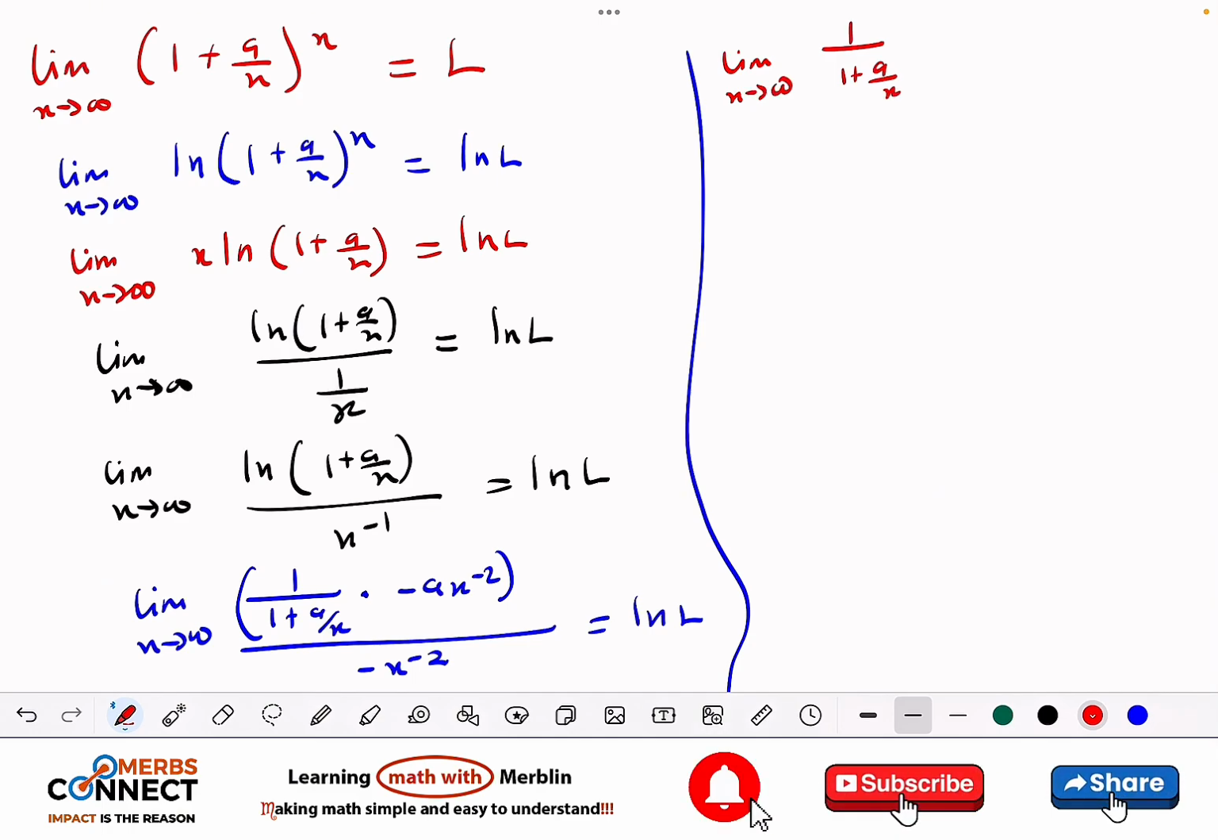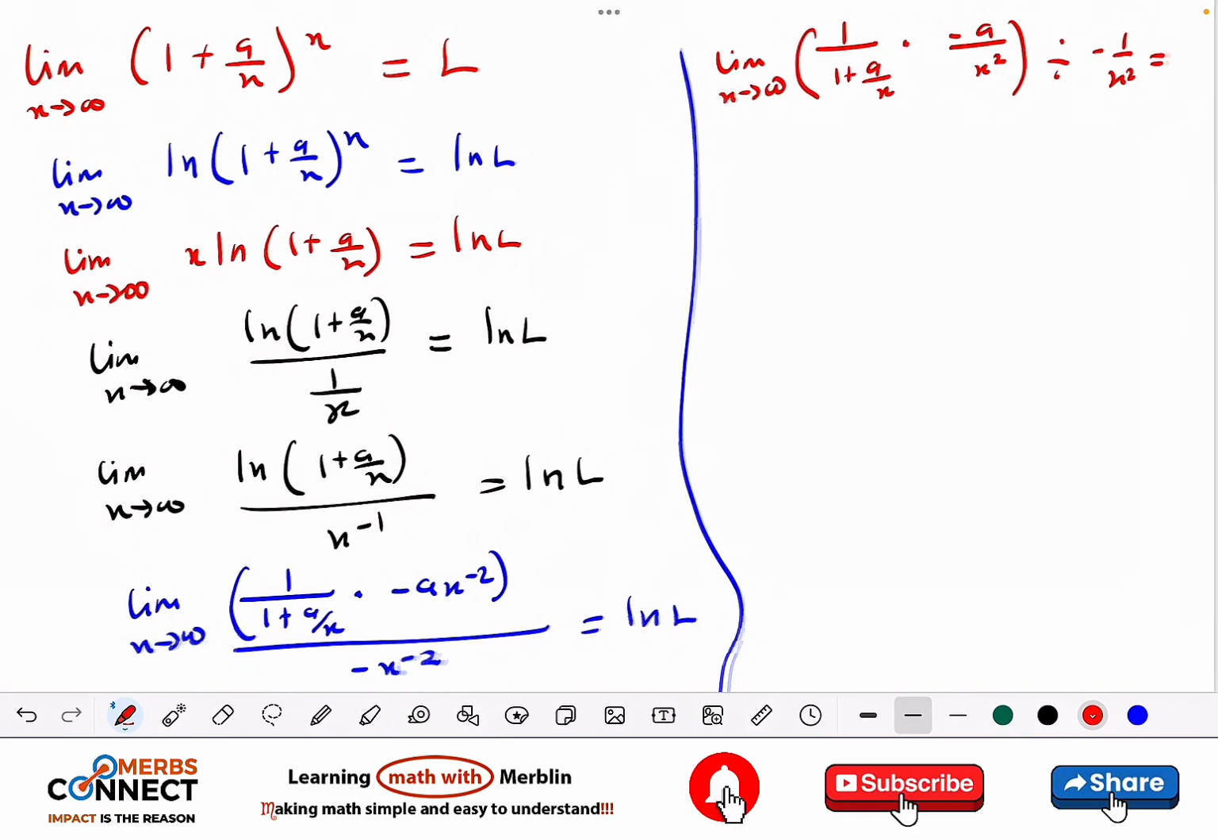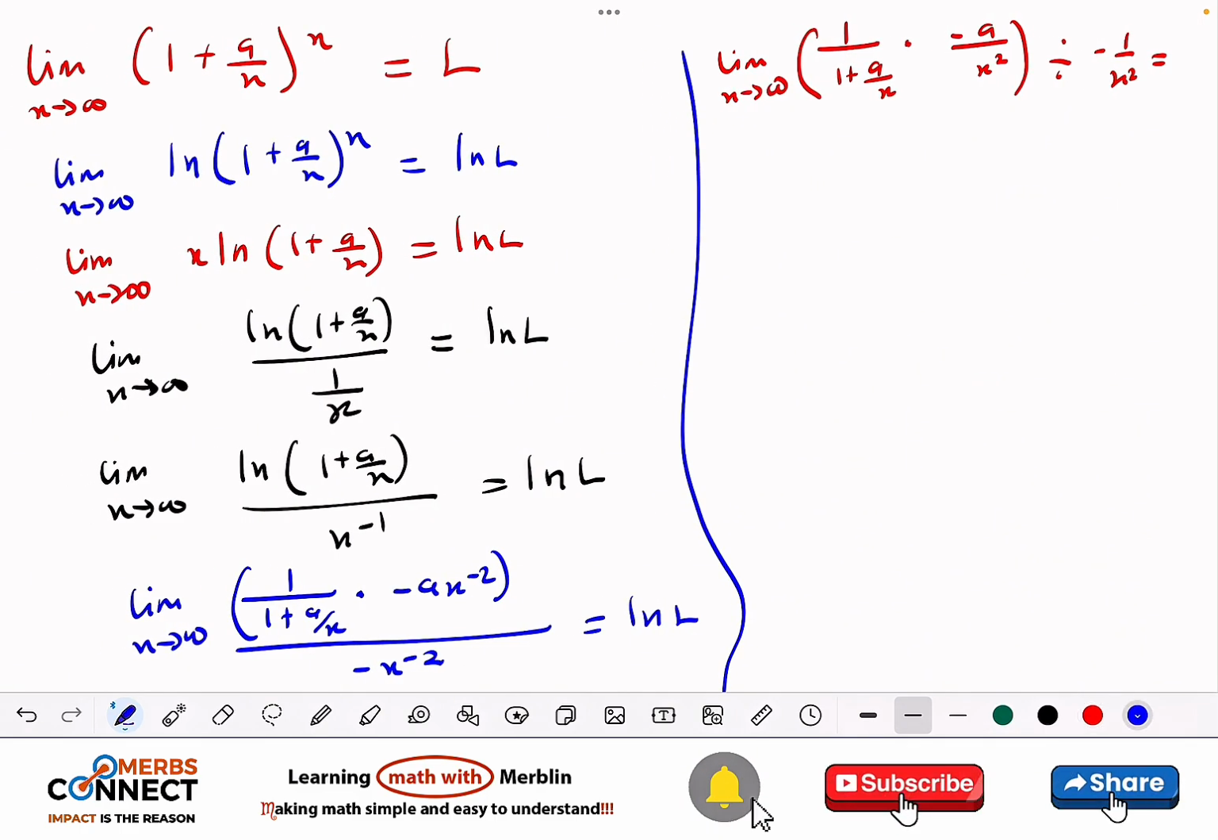And then this is times minus a divided by x squared, divided by, well, let me do the divided by like this. Divided by, so divided by this is the same as minus 1 over x squared, and this is equal to the natural log of L, right? Ln L. Pardon me if you are not seeing from there. That one is ln L.